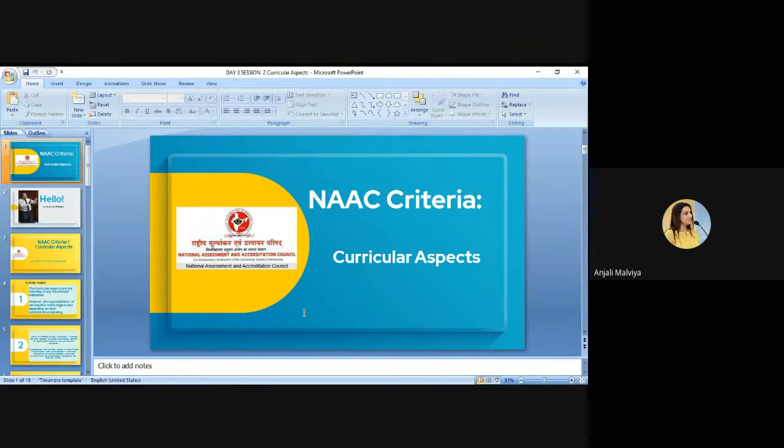Thank you. Ma'am, we should go with criteria number 1. There are a number of participants here who wanted to understand a little more on the curricular aspect.